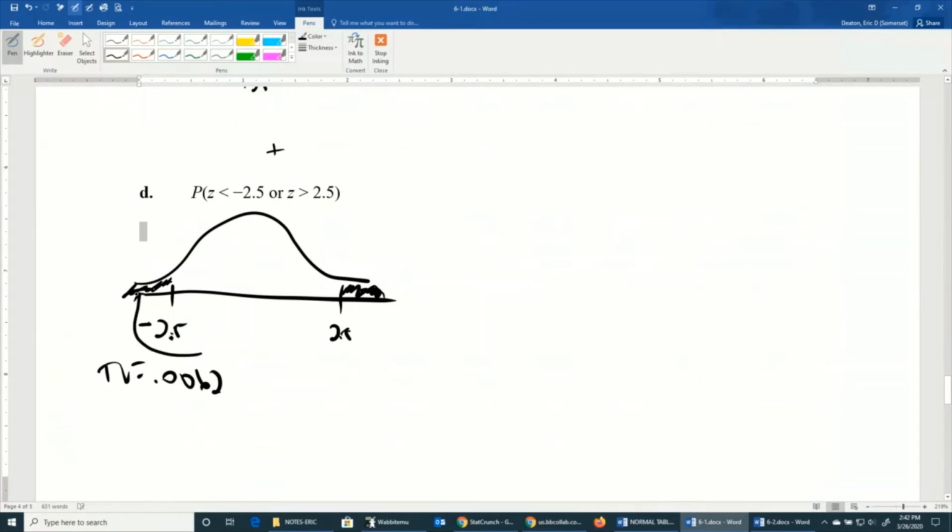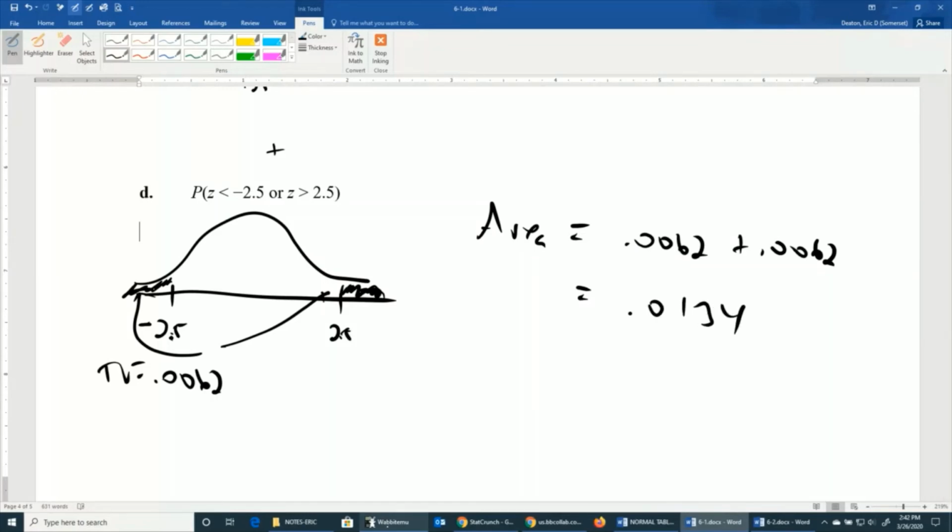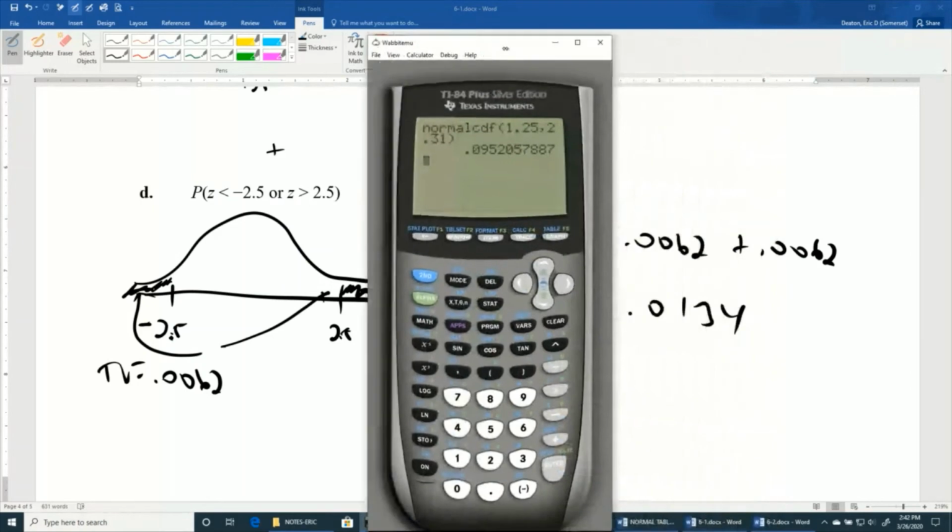Which does represent that area, but since this curve is symmetrical, it also represents that area. So to find the area, you take the 0.0062 and add it to itself, or just times it by 2, however you want to do it. And you should get 0.0124 when you add those two together. Hey, let's find out.